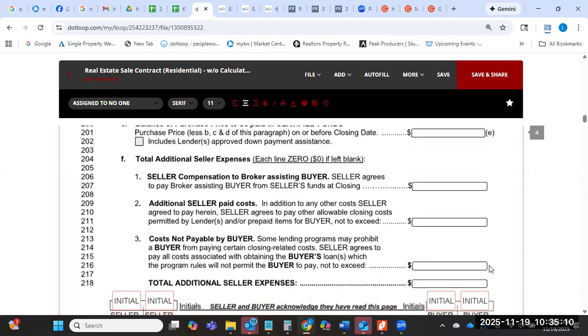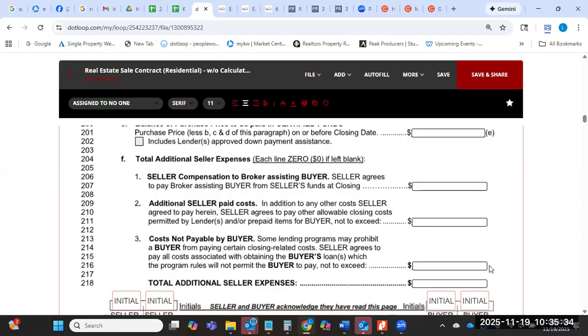Seller compensation to broker assisting the buyer. If your buyer is asking the seller to pay your compensation, that goes on this line. That is based on what is in your buyer agency agreement and what your buyer is asking. You cannot ask for more than is reflected on your buyer agency agreement.